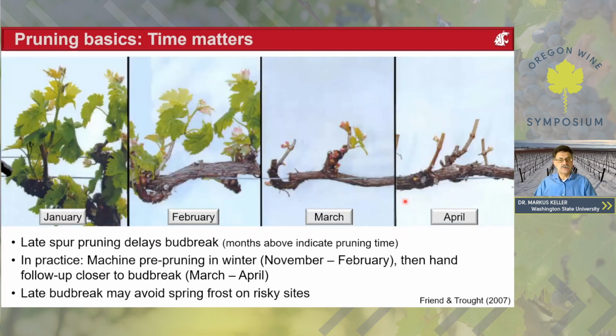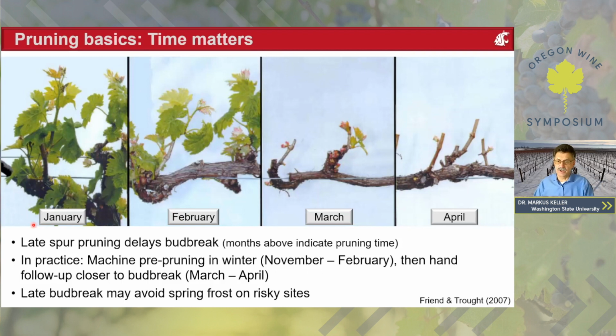You can also utilize this issue and delay bud break. If you're in a spring frost prone situation, spring frost is a problem at your site, you can then use this correlative inhibition or apical dominance or whatever you want to call it to your advantage to delay bud break. This is an experiment that I'm presenting from New Zealand.